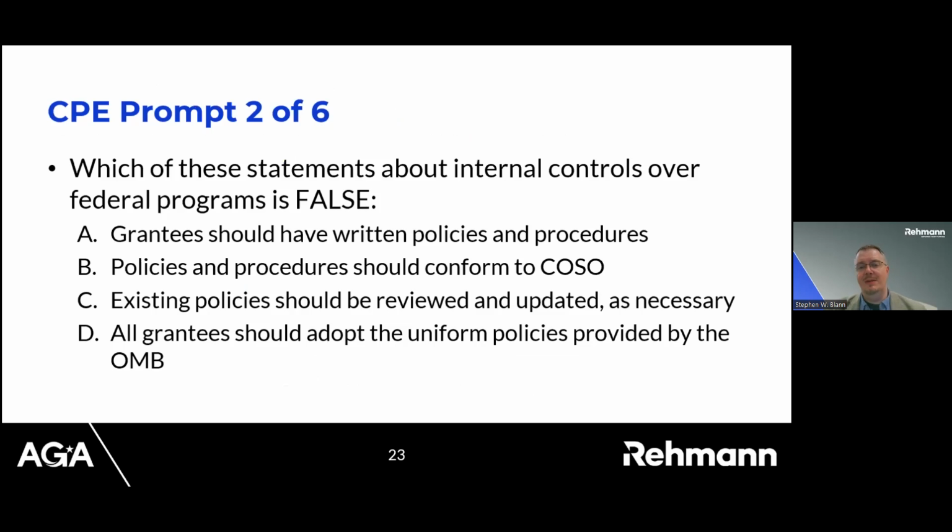Let's do our second CPE check-in just to see how everybody is doing. Which of the following statements about internal control over federal programs is false? We're looking for the false statement here. Grantees should have written policies and procedures. Policies and procedures should conform to COSO. Existing policies should be reviewed and updated as necessary. All grantees should adopt the uniform policies provided by the Office of Management and Budget. Go ahead and lock in your answer.